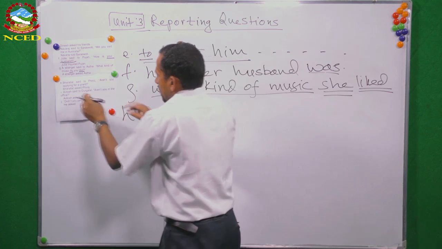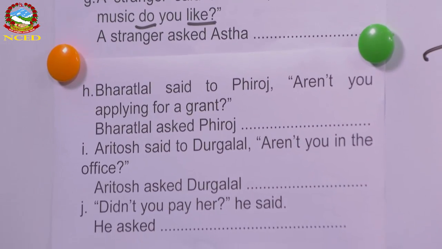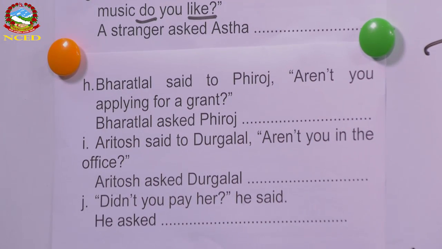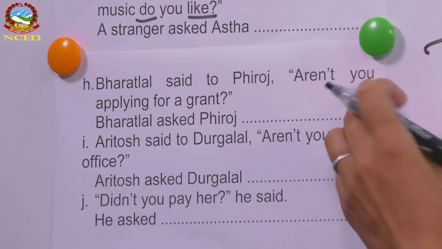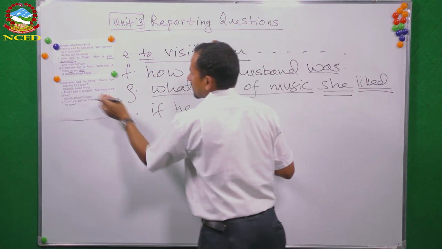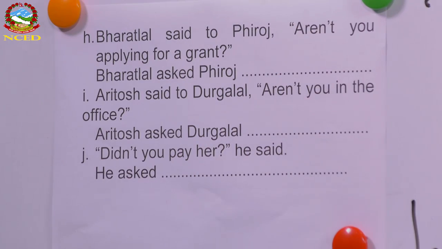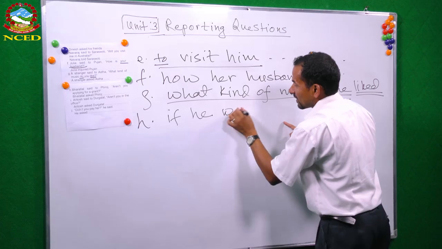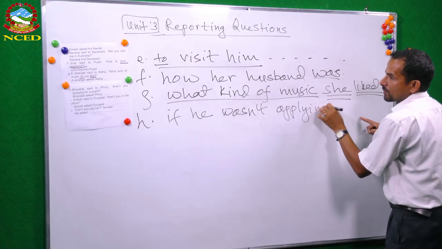Okay, yes. Bharat Lal said to Firoz, aren't you applying for a grant? So it's a yes no question. Bharat Lal asked, Firoz is given there. We just write if there. So you is changed according to the object of the reporting clause, and you means he, so this one goes here, if he. Applying is in present continuous, so we change this into past continuous. It's not weren't, because we do not use were with he, we use just wasn't. Applying for a grant.